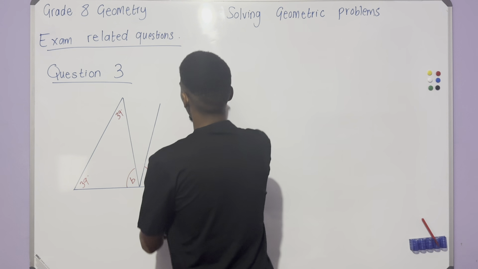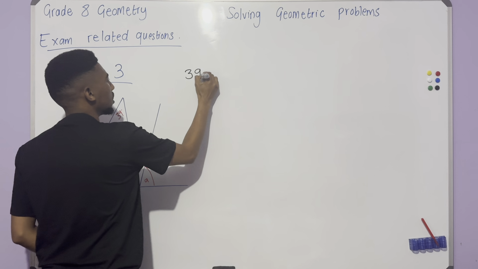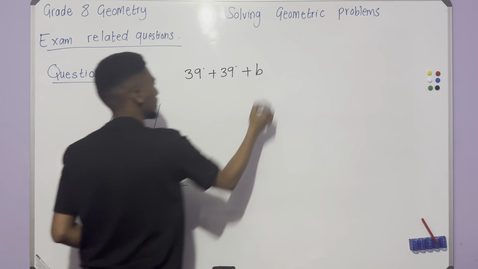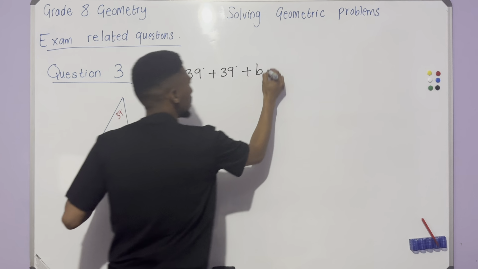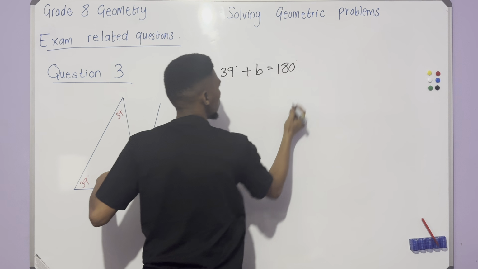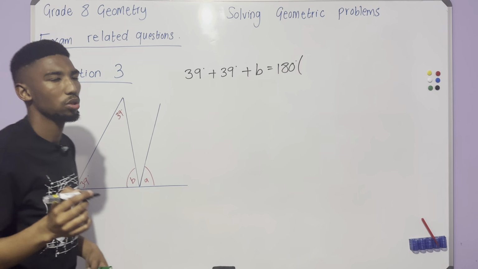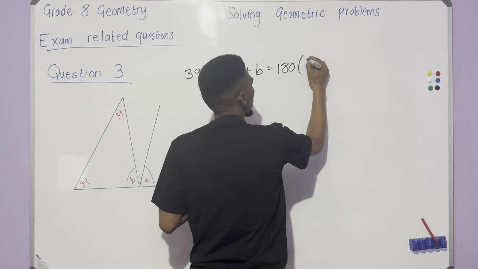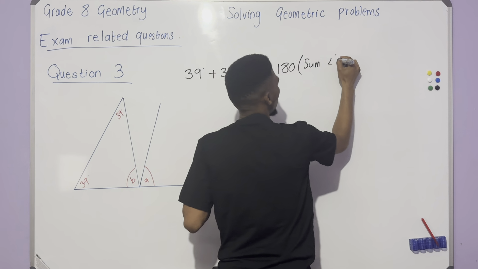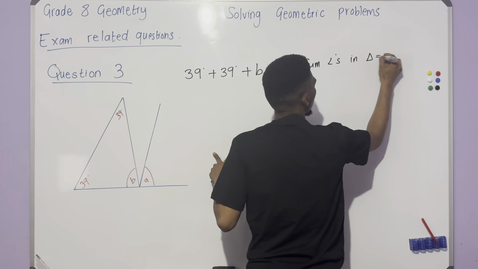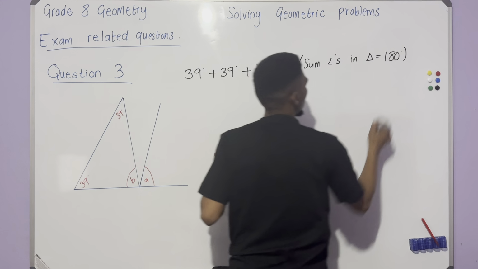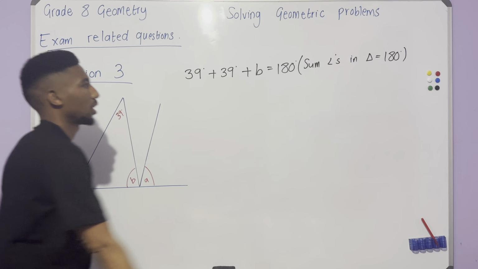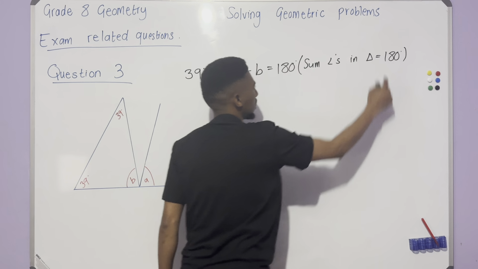Okay, so we have 39 degrees plus 39 degrees plus b is equal to 180 degrees, and always write your reason. That is worth 1 mark. Okay, the sum of angles in a triangle equal 180 degrees. You are also allowed to use symbols in your reasoning as well. Okay, that's the symbol for angles, triangle, and the equal sign.